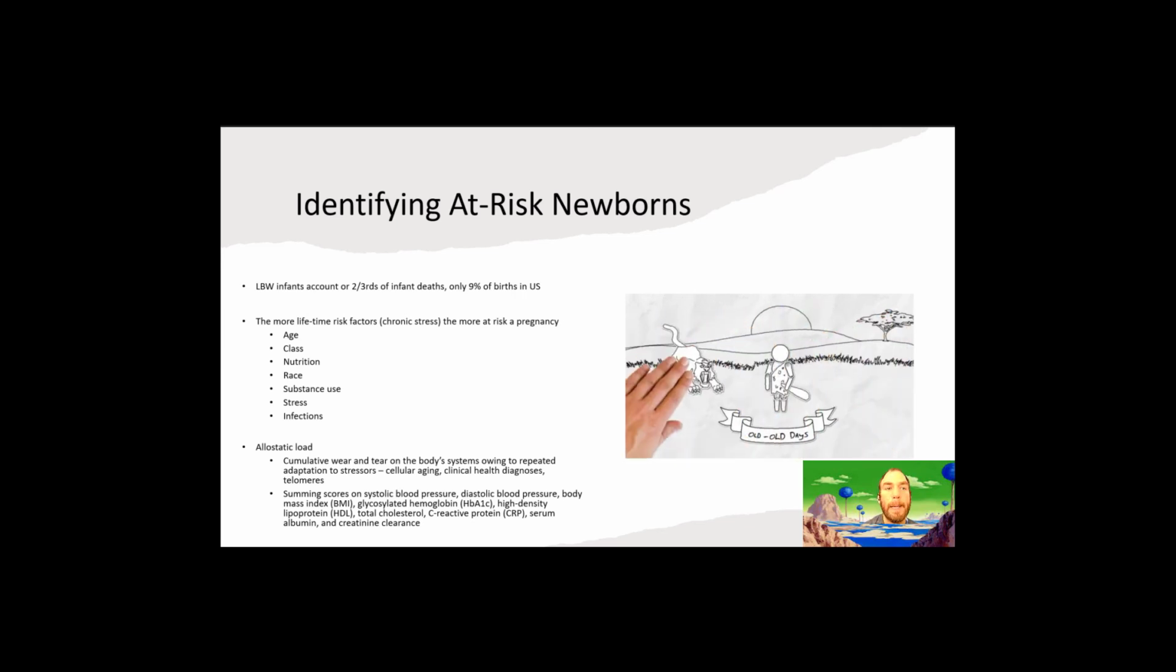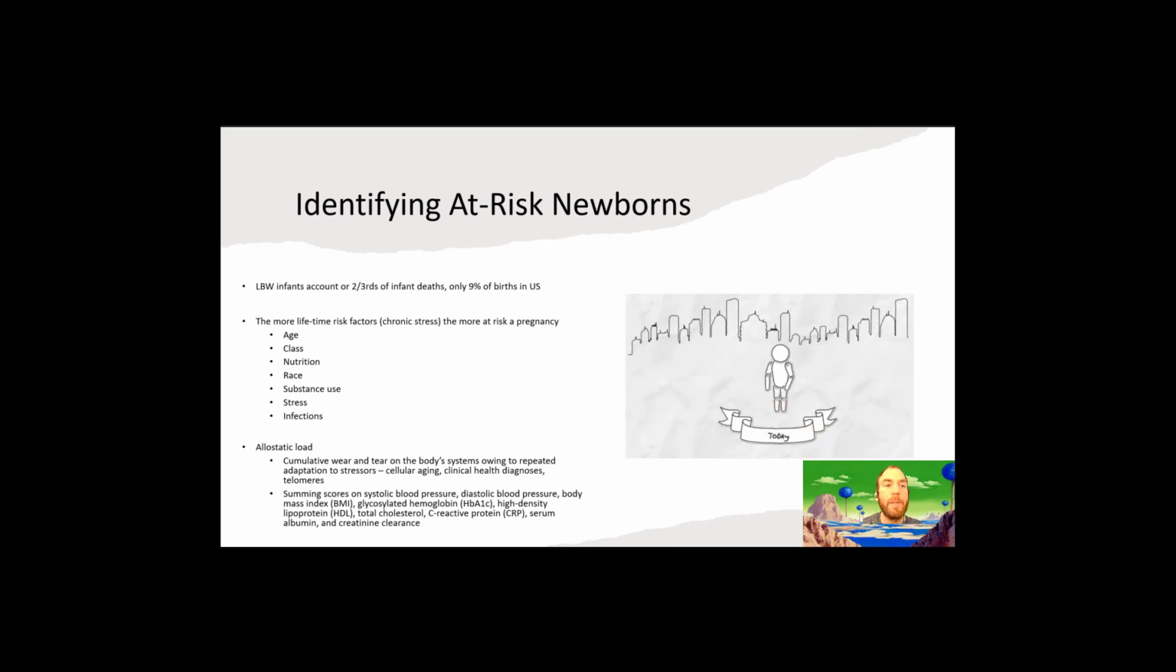Okay, identifying at-risk newborns. Even though only 9% of births in the US are classified as low birth weight infants, low birth weight infants account for 2/3 of infant deaths. The more lifetime risk factors and chronic stress, the more at risk the pregnancy is. So age, class, nutrition. Again, it's a constant theme. The more risk factors, the more chronic stress the mother, or father, but in this case we're focused on the mother, experiences, the more risk an infant has of negative developmental outcomes.